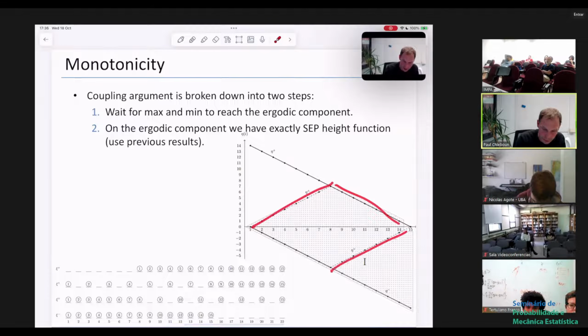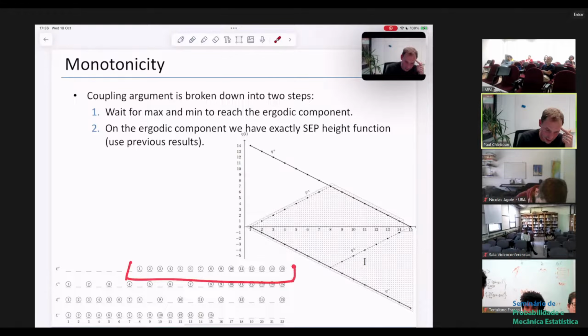And the second thing is immediate from results that are already known for the exclusion process. So really, we just have to bound how long it takes for these maximal and minimal configurations to reach the ergodic component. And that's, starting from everyone stacked up at one side, how long does it take one to go all the way to the left, or how long does it take for the last particle to go all the way to the right?